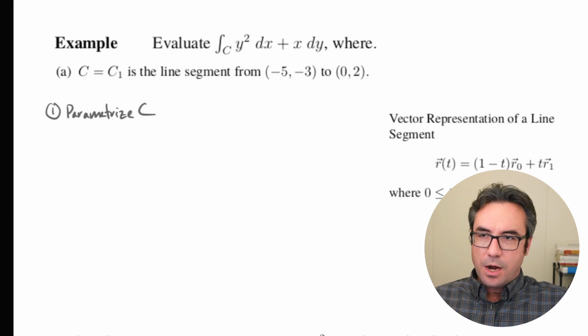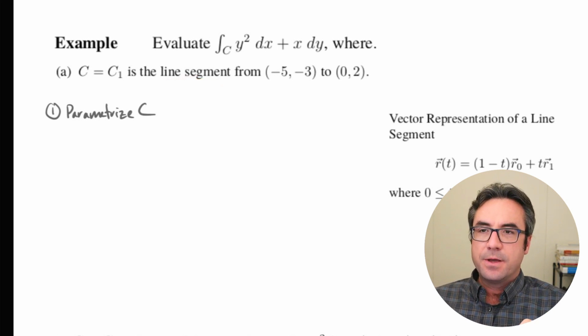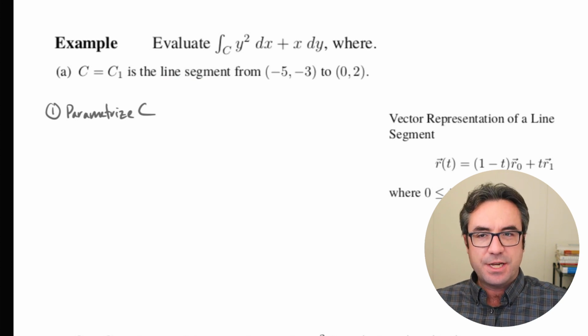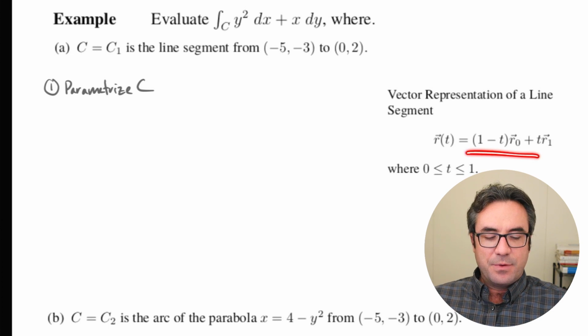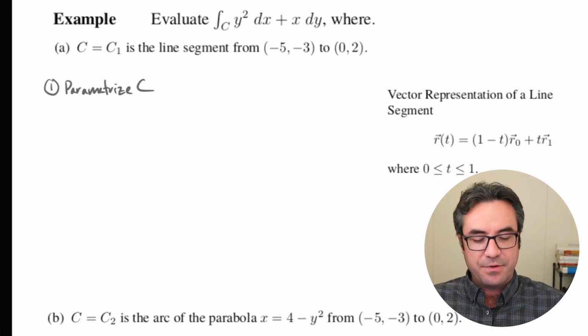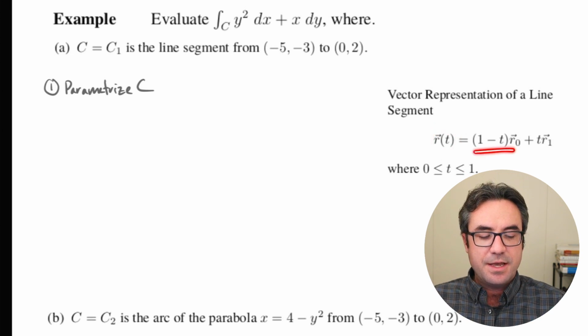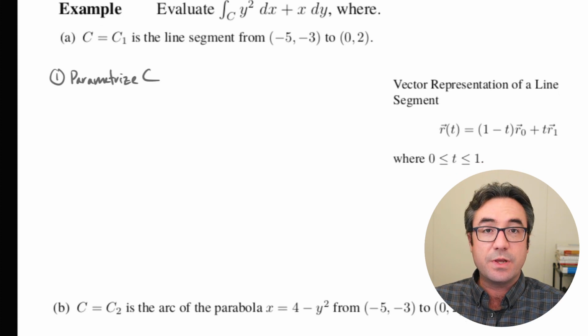All right, so what's our standard? We're dealing with a line segment here, so what's our standard parameterization? Well, this is something we looked at way back. We have our vector representation for a line segment. So the vector function r of t is 1 minus t times the starting position vector plus t times the ending position vector, and t goes between 0 and 1 when we use this parameterization.